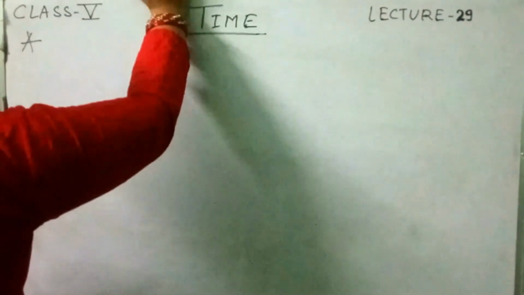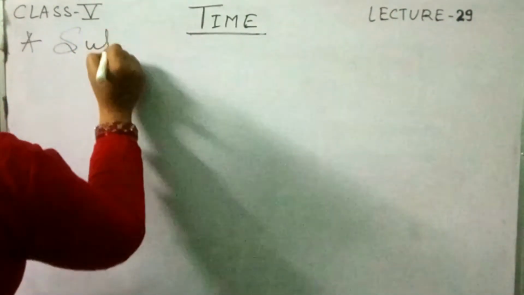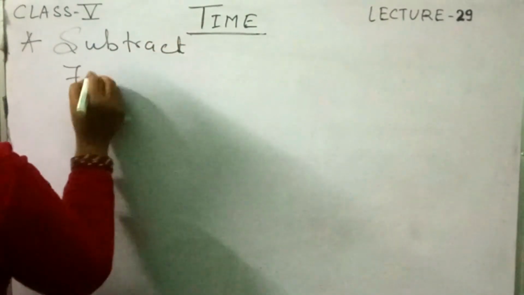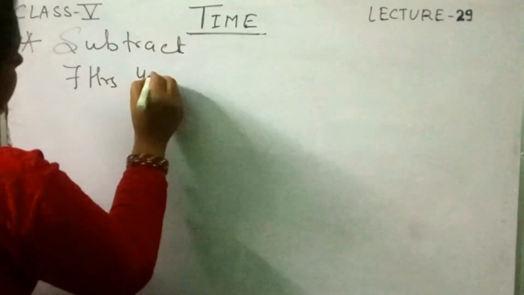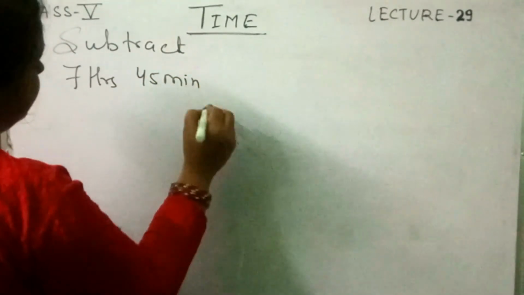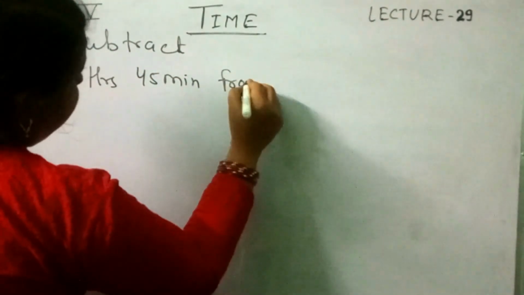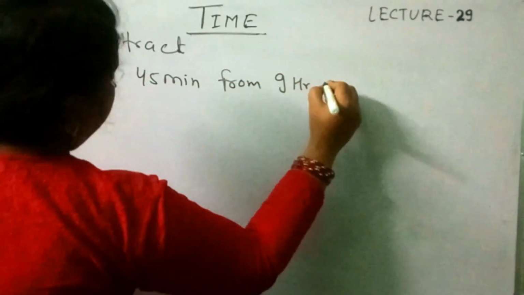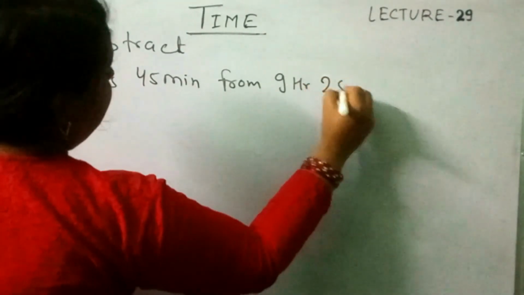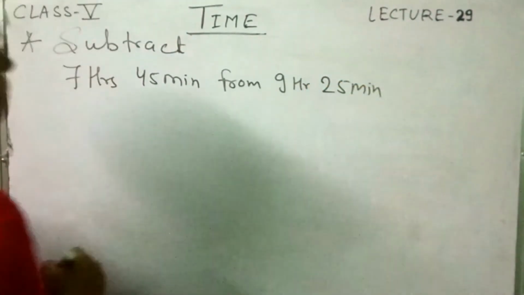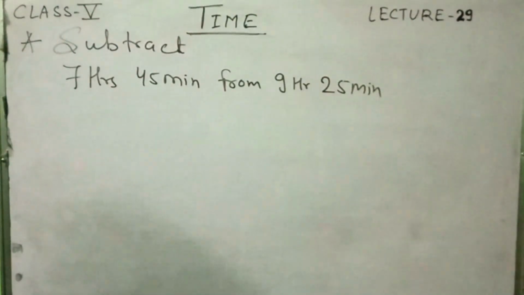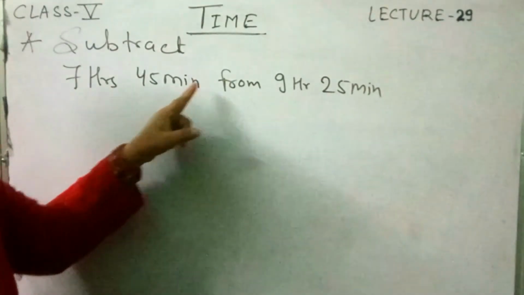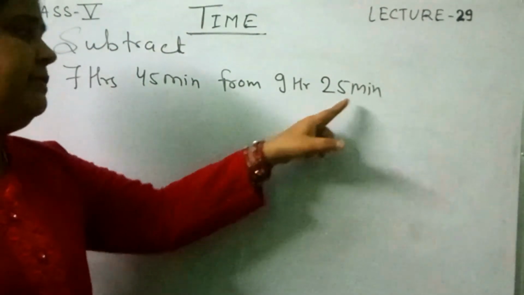Same way, subtract 7 hour 45 minutes from 9 hour 25 minutes. Students, when in the question it is written, subtract 7 hours 45 minutes from 9 hour 25 minutes.